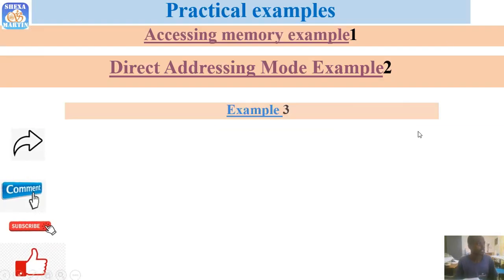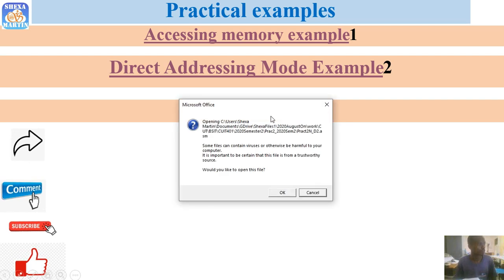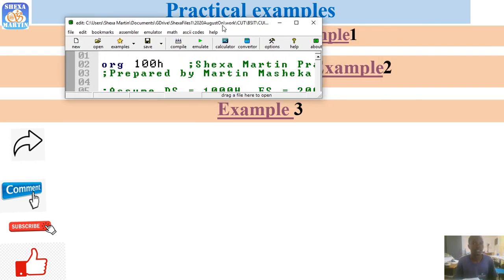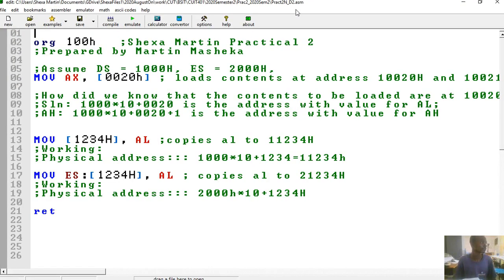Right, let's see another example. I hope we're going to complete all the examples. Right, here is another example. On this example, I think by now you understand what we are saying. We are moving the contents of this address into AX. After that, we take the value that is within AL register to this address. That's what we are doing.